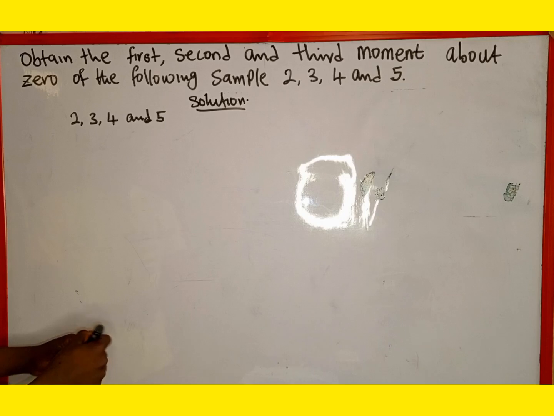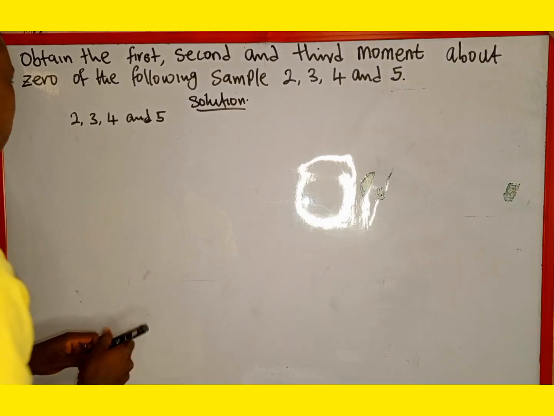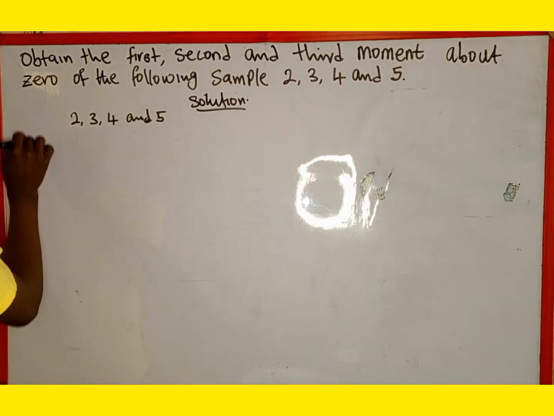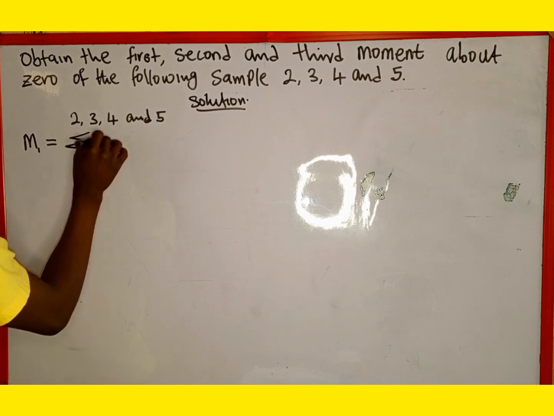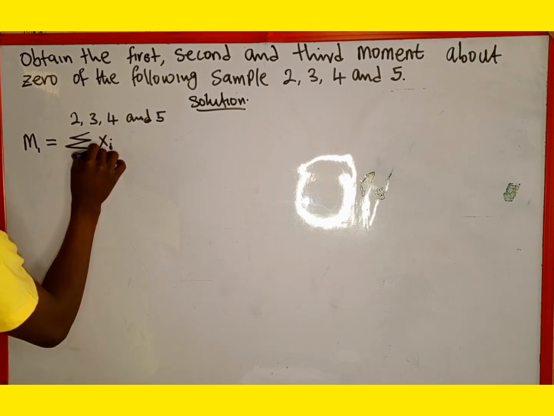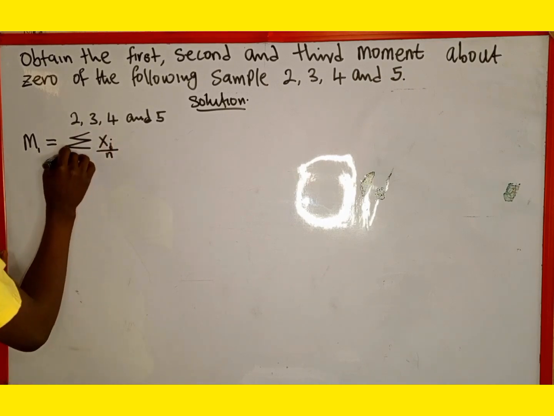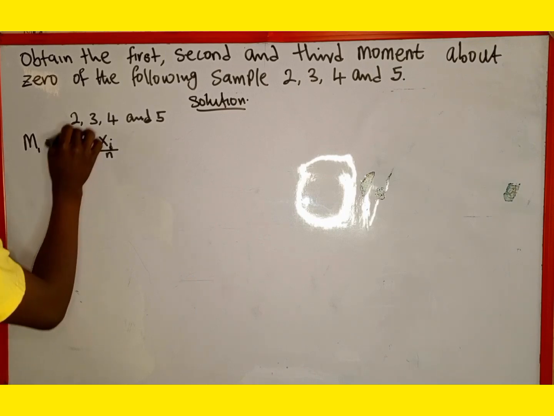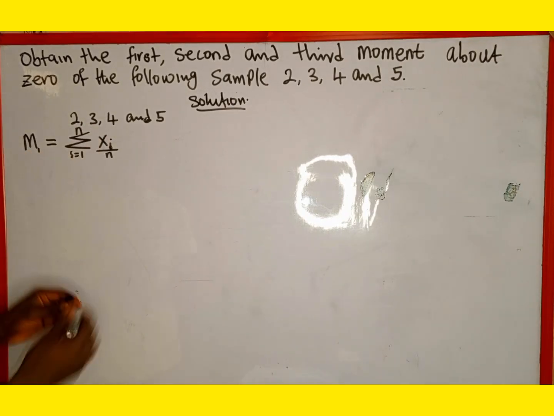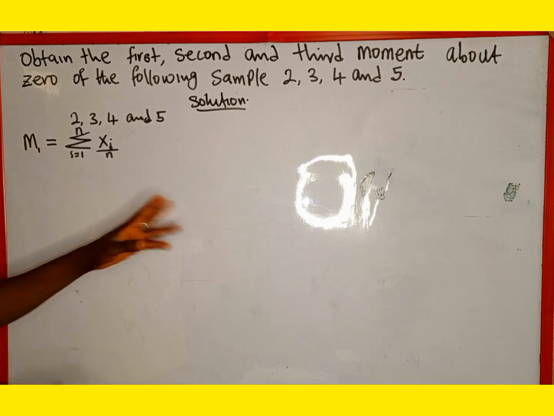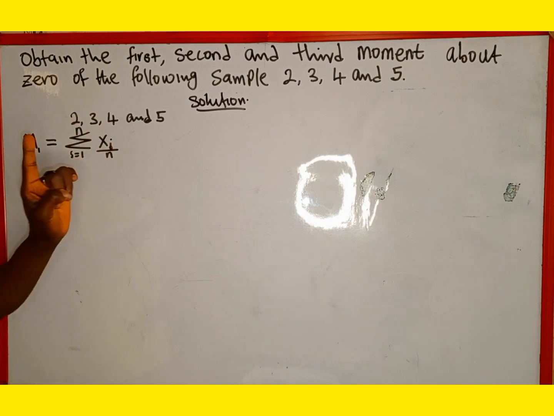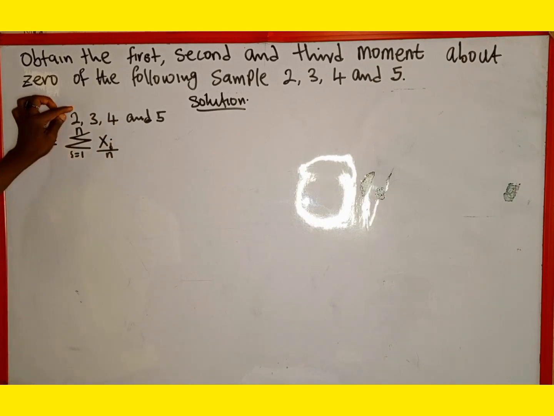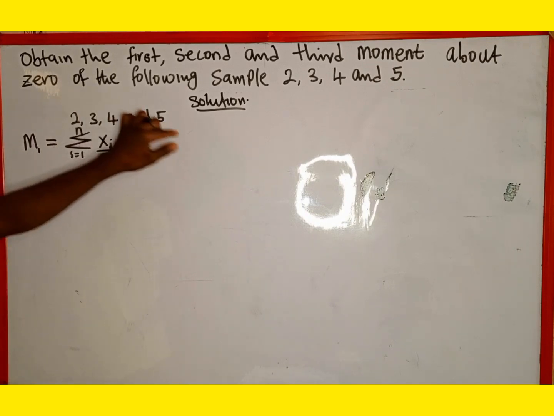And the formula used to calculate the moment about zero of a data. The moment is denoted as m subscript 1, which is equal to the summation of xi over n, as i ranges from 1 to n. So this is the formula for the first moment about zero of a data. Now, to use this formula, each of these data is represented by x: x1, x2, x3, x4.